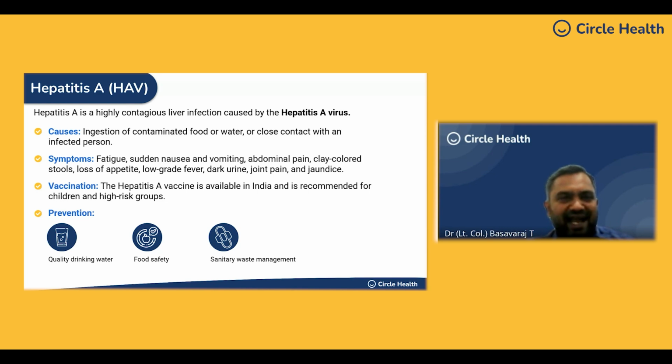So wash your hands properly while you are eating. Cook properly. Even at 100 degrees Celsius, the virus can stay for some time, that is around 10 to 15 minutes. At 60 degrees Celsius, it can stay alive for around 1 hour. So make sure that you cook properly, wash it properly. Food safety is very important.